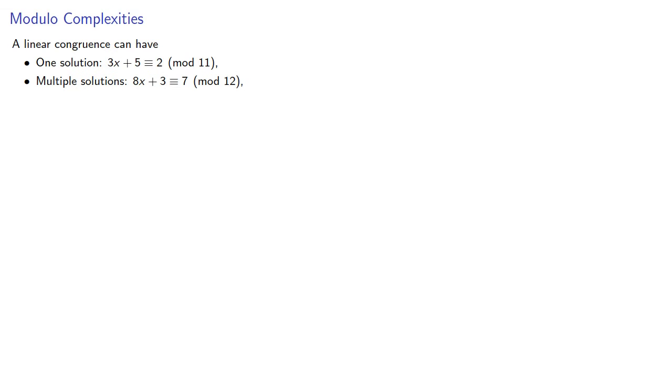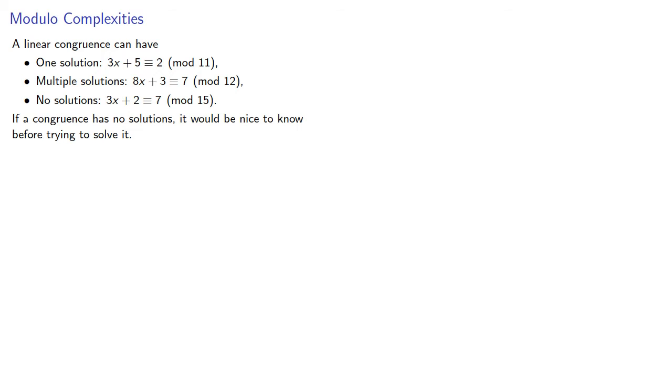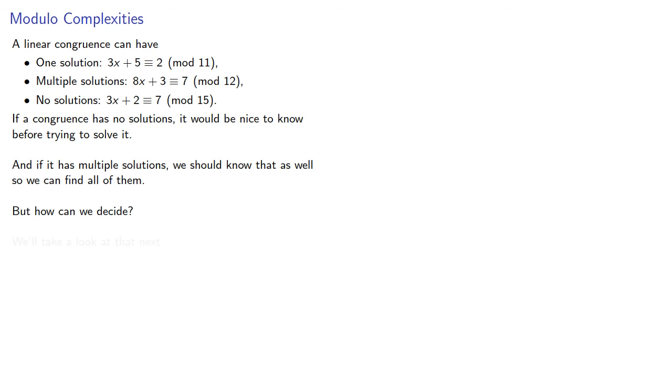And this leads to a somewhat complex situation. A linear congruence can have one solution, multiple solutions, or no solutions. Now, if a congruence has no solutions, it would be nice to know before we try to solve it. And if it has multiple solutions, we should know that as well so we can find all of them. But how can we decide? We'll take a look at that next.